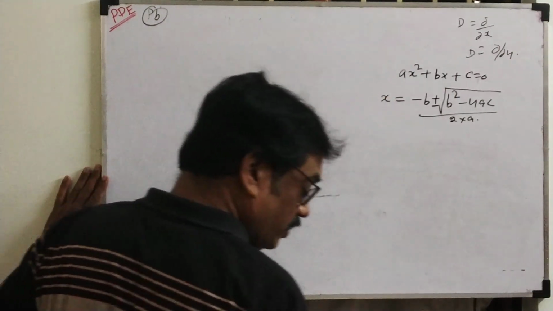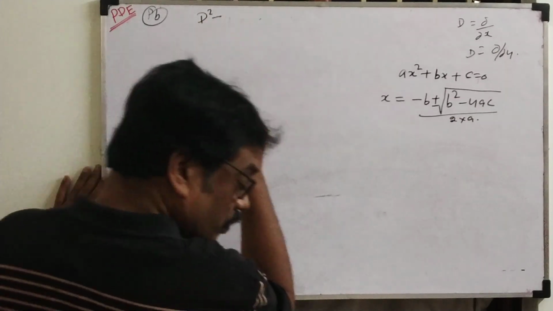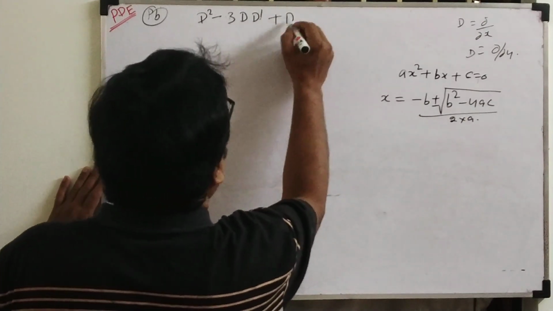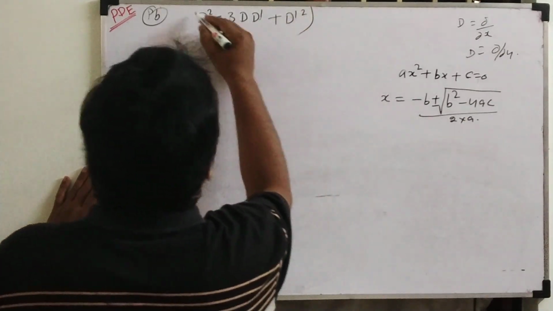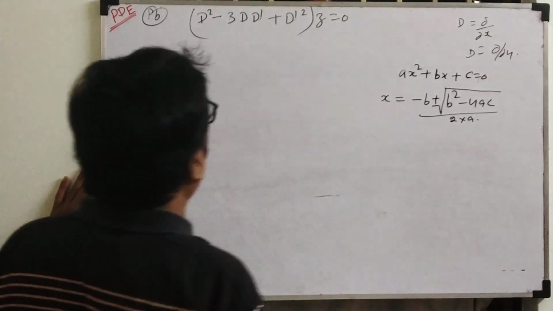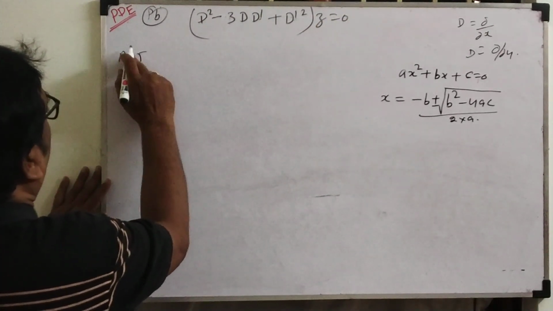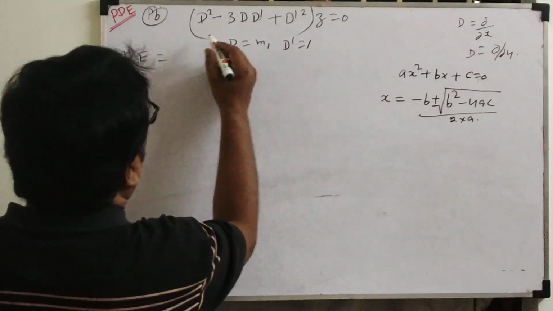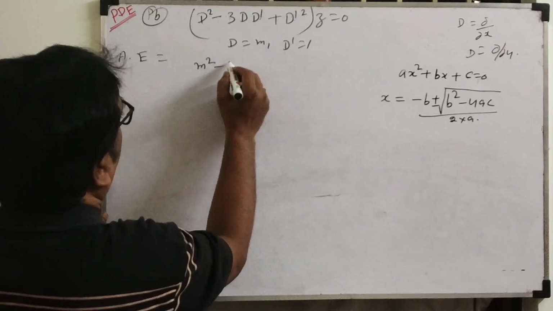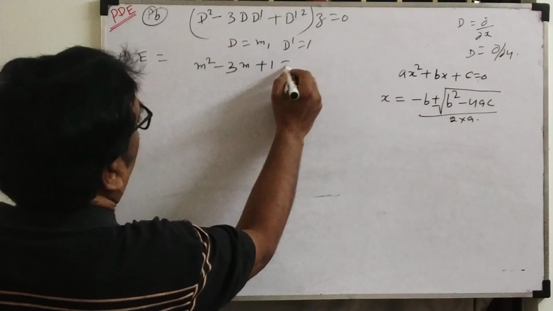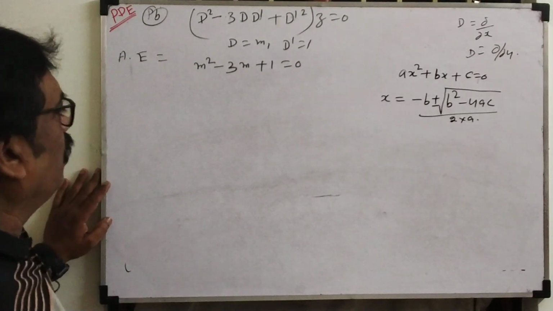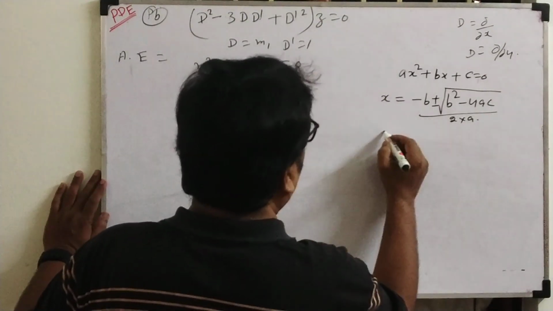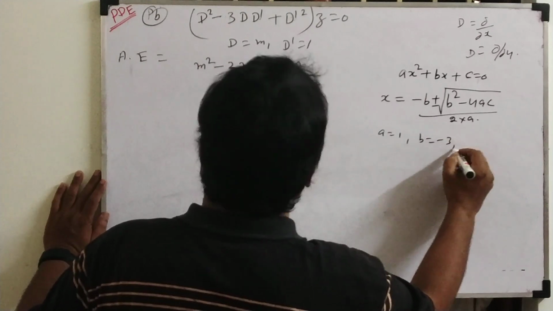Now we'll take one question: D square minus 3D D dash plus D dash square, Z equal to 0. Now see, what is the auxiliary equation? As usual, I told you D is equal to m, D dash equal to 1. So m square minus 3m plus 1 is equal to 0. Now this equation, you cannot factorize very easily. So you come here: a is equal to 1, b is equal to minus 3, c is equal to 1.